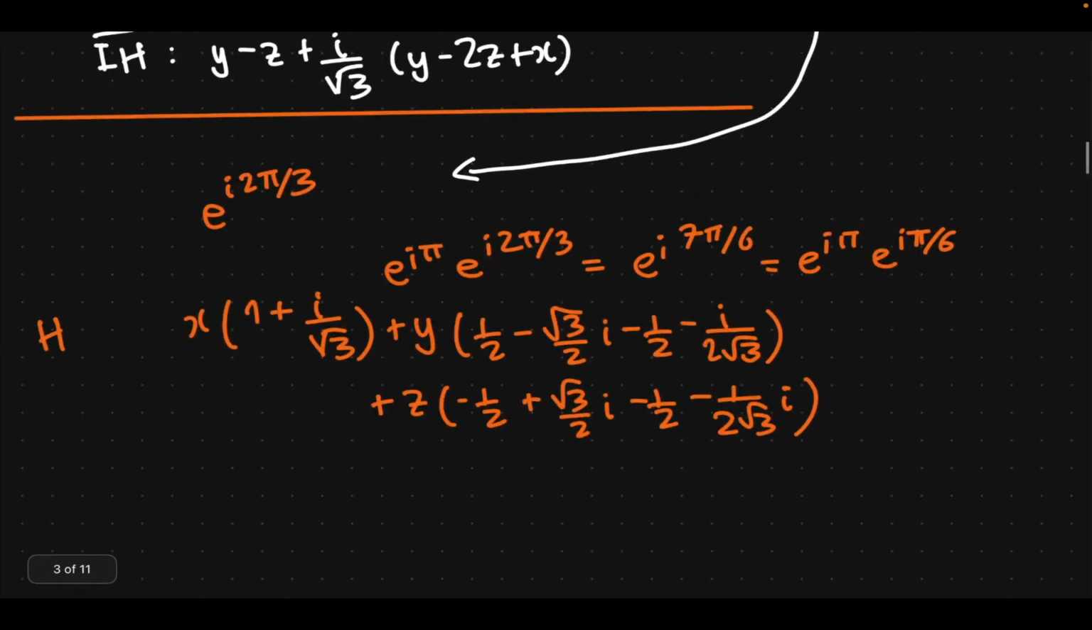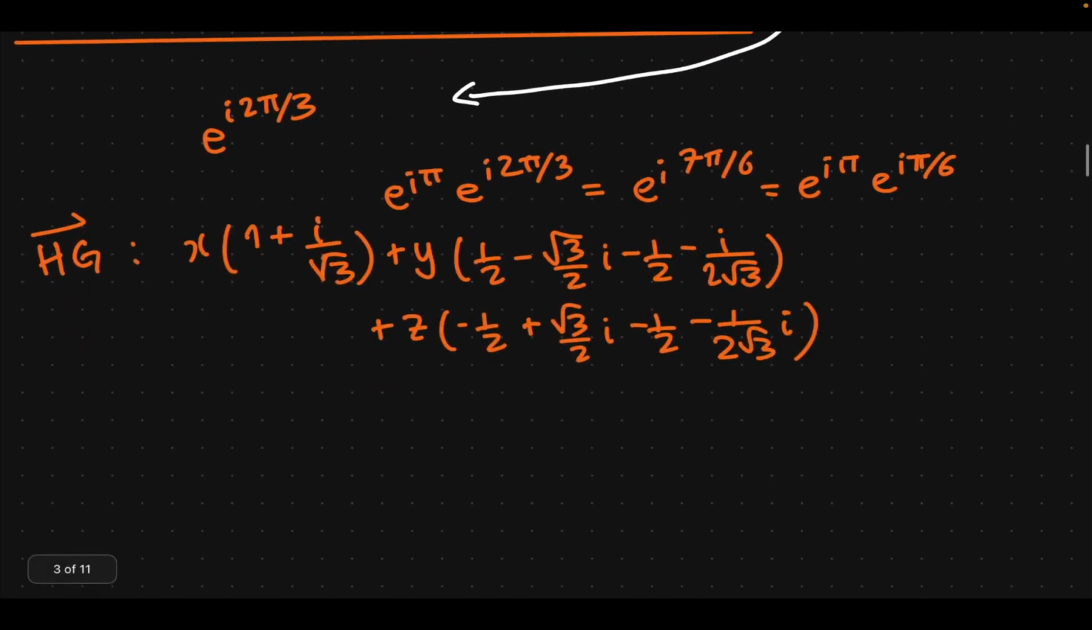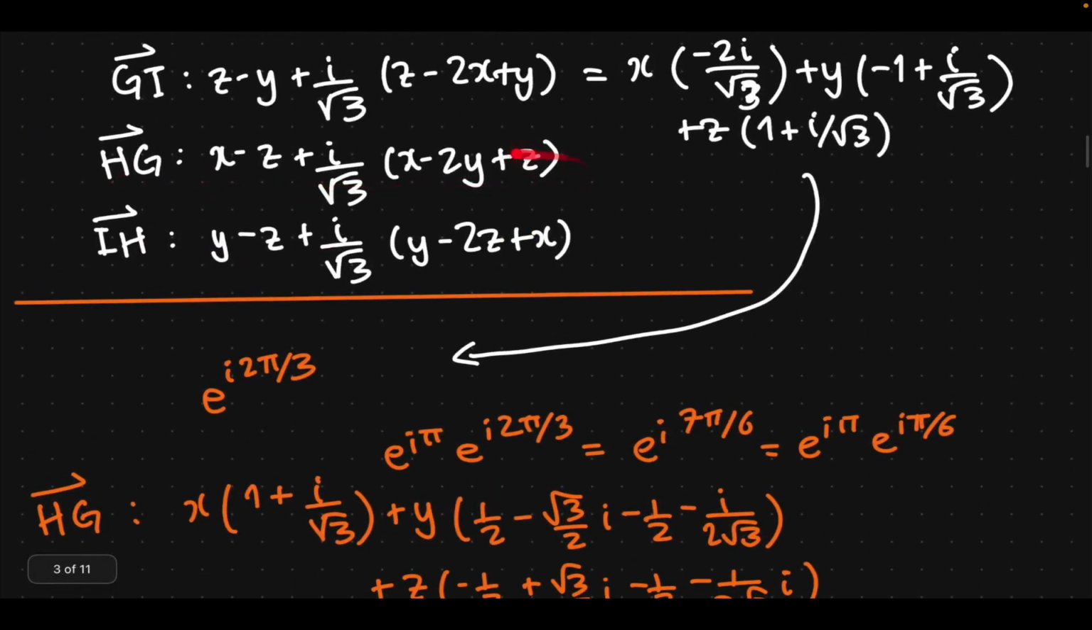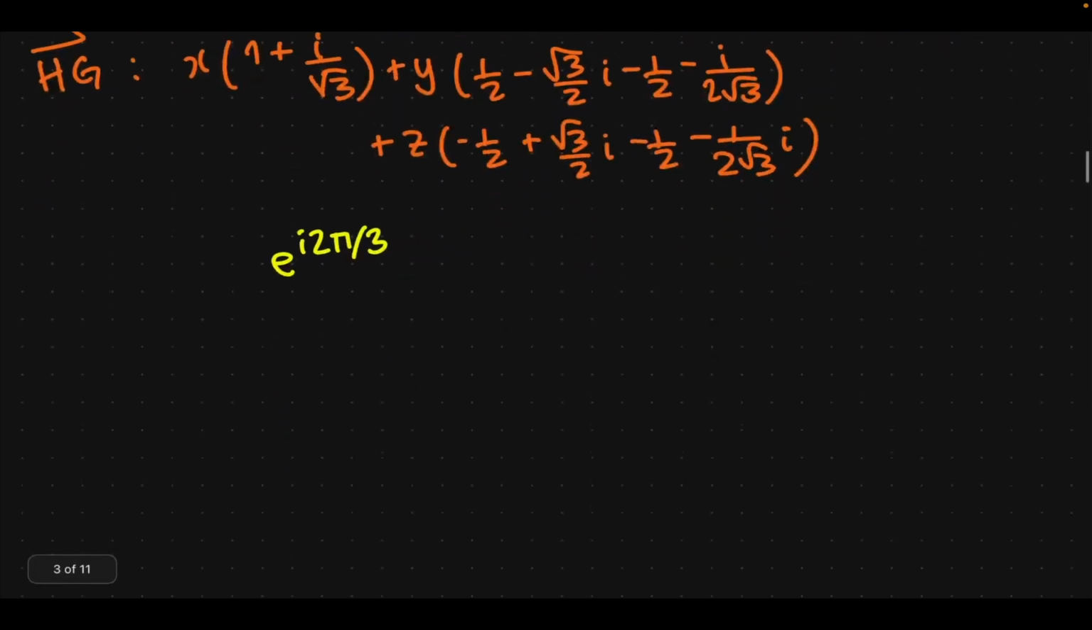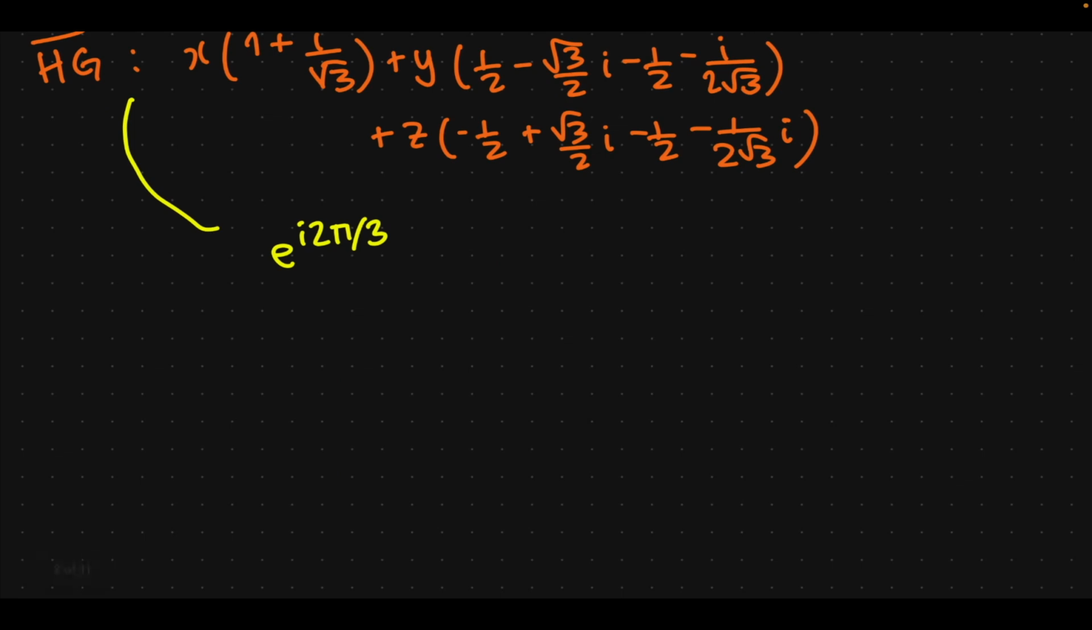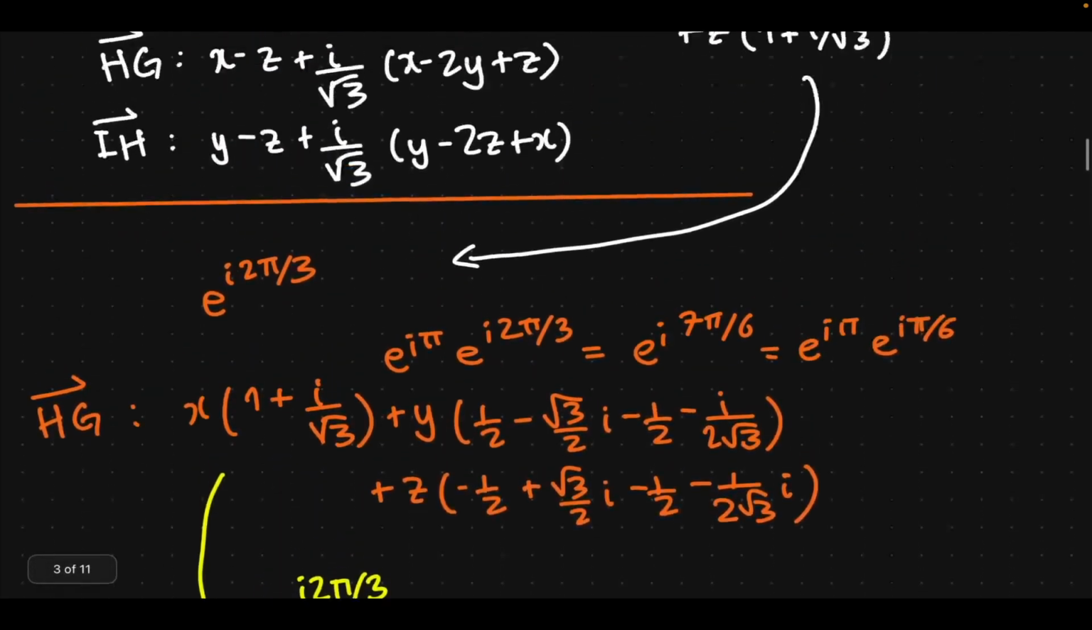So this is just going to be HG. You can simplify this a little more. Like here, the halves cancel out. Here, the halves add to give a 1, and then you can confirm that this is actually HG, the second side vector. And then similarly, if I multiply HG by another factor of e to the i 2 pi over 3, then that will end up giving me IH.